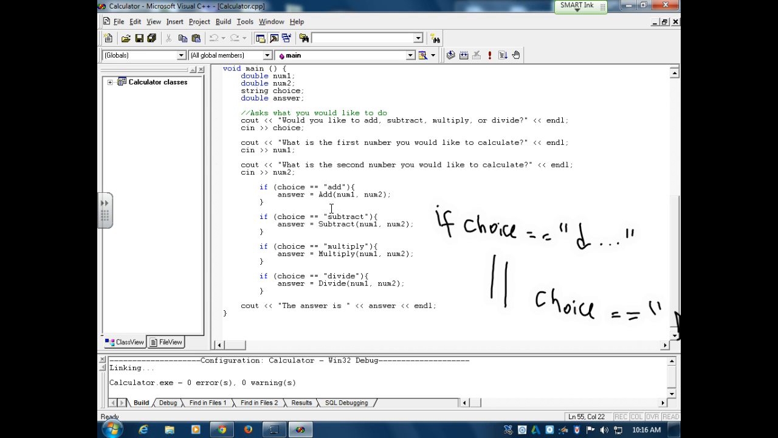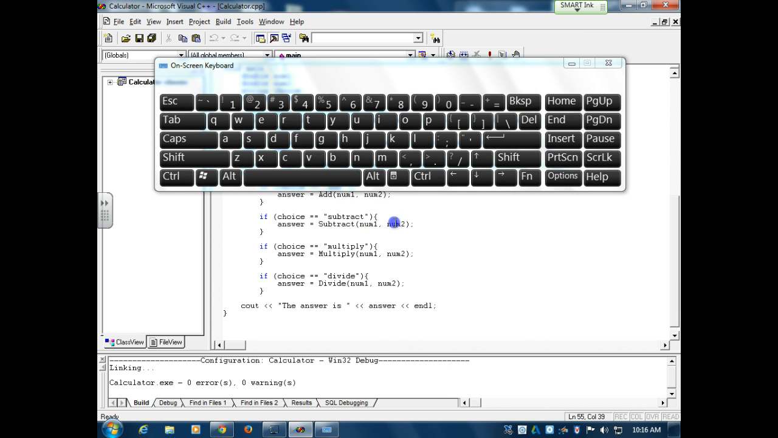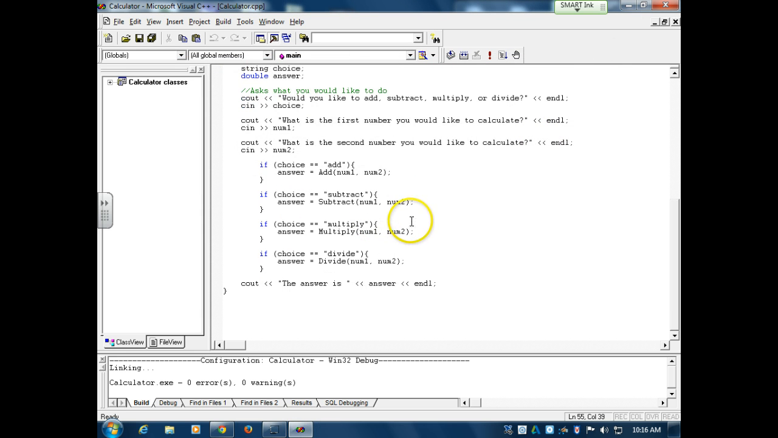Yeah. And you can do as many of these compound conditional statements as you want in one line. Does that make sense? Yeah. So I could say if choice equals equals D, and then close it. Okay, good, Doug.